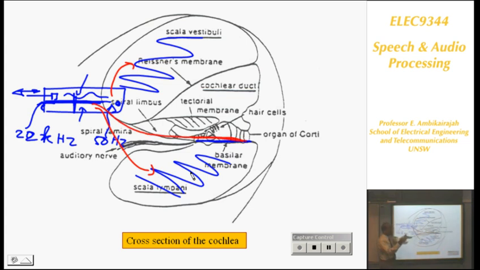On top of the membrane, sitting here in the fluid, you've got hair cells here. They're picking up the movement of the membrane and sending it to the brain. So that's how the information is transferred.